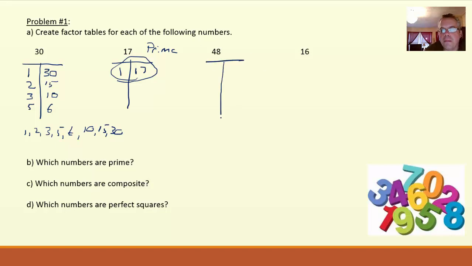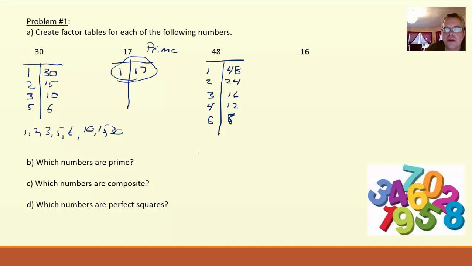48 has a bunch of factors, so I know to make the table big. Well, we always start with 1 and 48. 2 goes into 48. 48 divided by 2 is 24. 48 divided by 3 is 16. 4 goes into 48. I'm starting to think everything goes into 48. 4 and 12. 5 doesn't go into 48. 6 does. 6 times 8 is 48. 7 doesn't go into 48. And when I get to 8, I'm back to a number I already have.